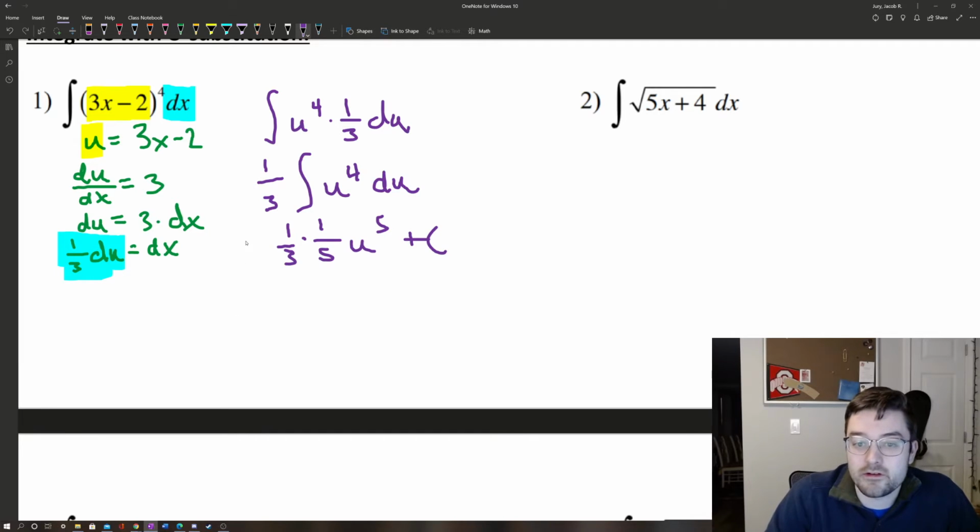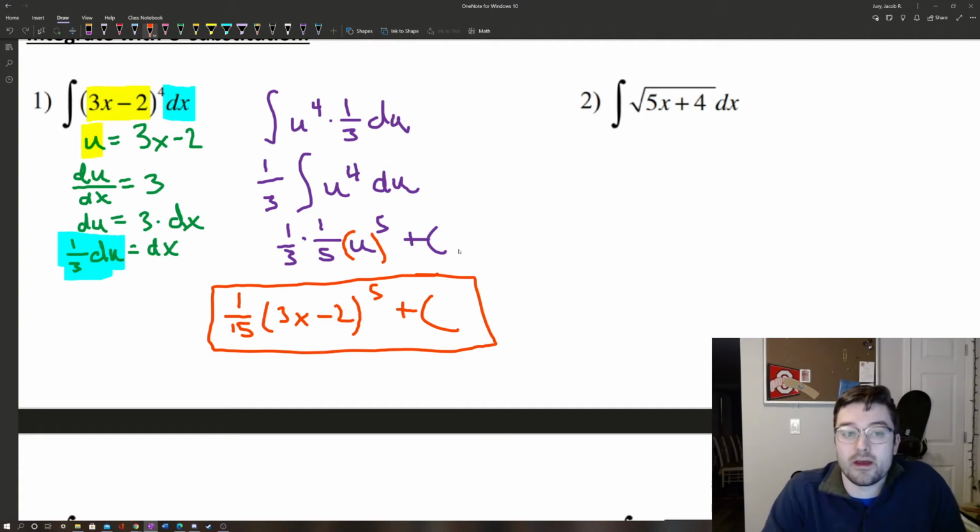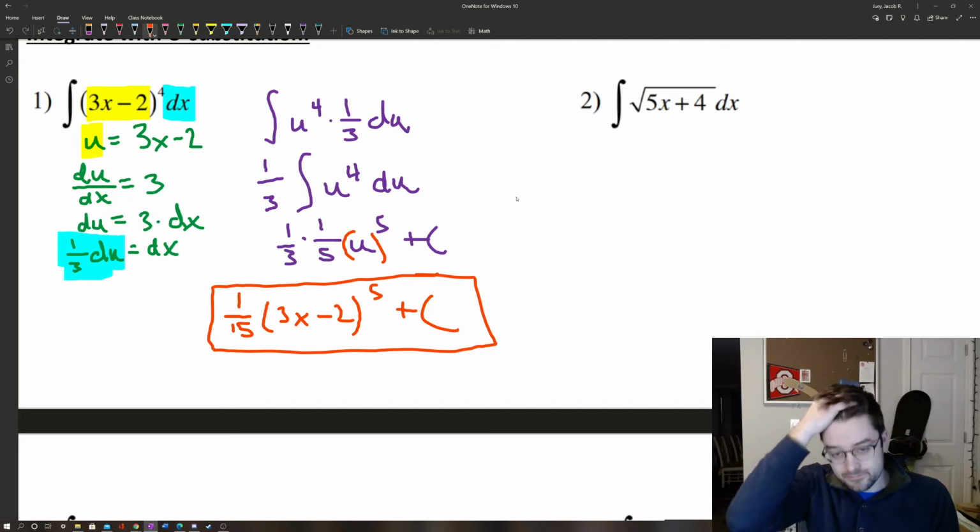So my final answer is going to be 1/15, whatever my u was, so I'm replacing u, (3x minus 2) to the fifth plus c. So that's my final answer for that problem. That's the answer to my integral problem.